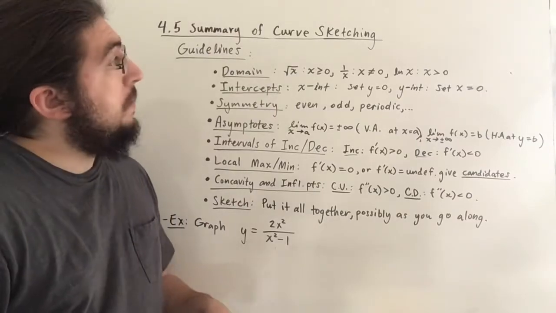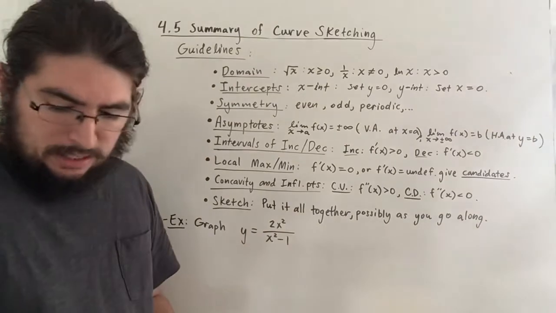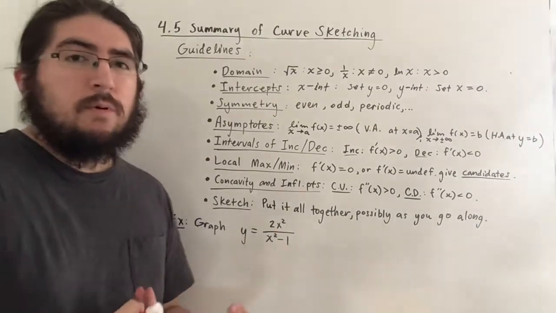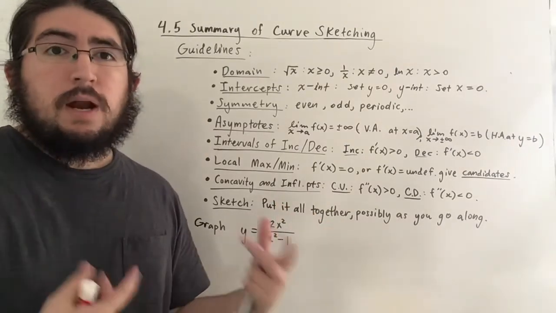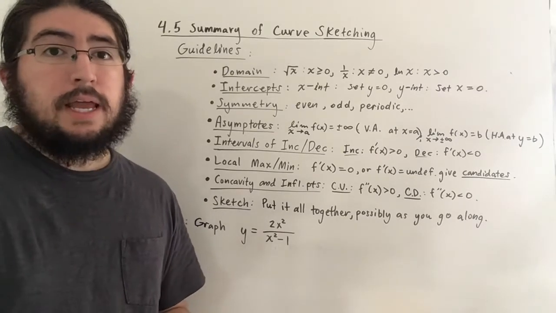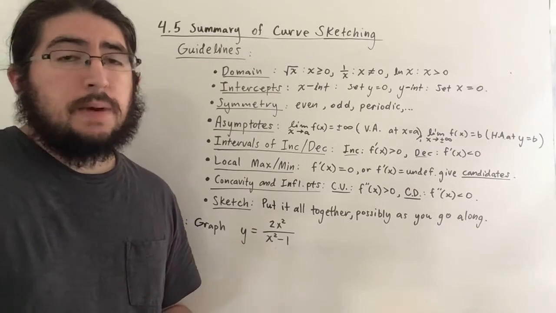Hello everyone, here we'll be discussing 4.5, which is a summary of curve sketching. And basically what this section tries to do is combine everything we learned up to 4.4 in an attempt to use that knowledge to graph a function by means of calculus, so by hand basically. And that actually can be done using calculus provided you can solve certain things by hand.